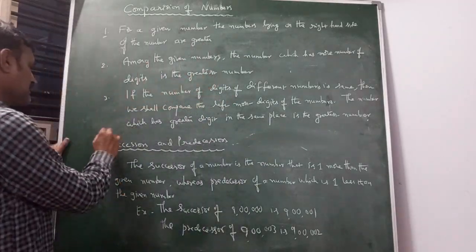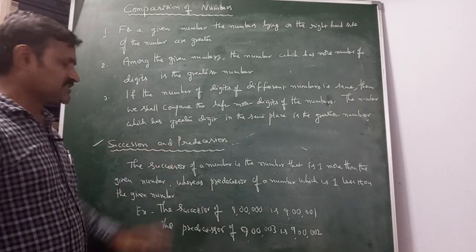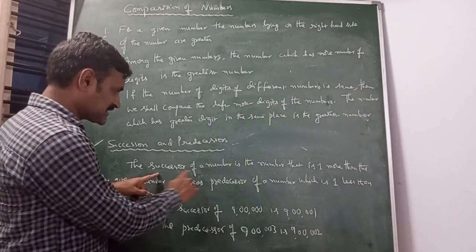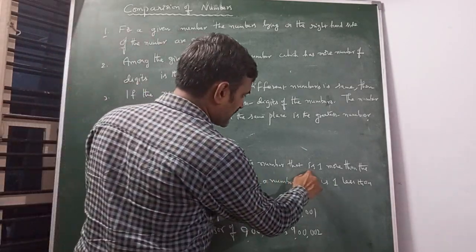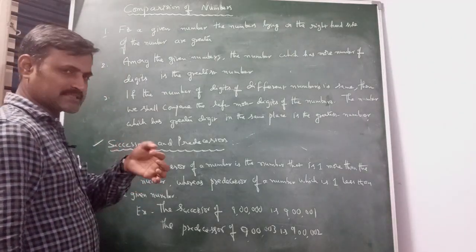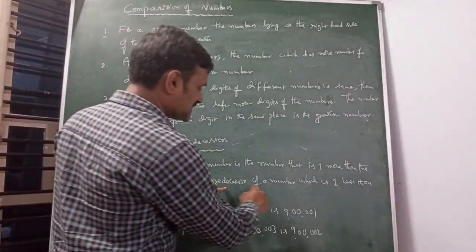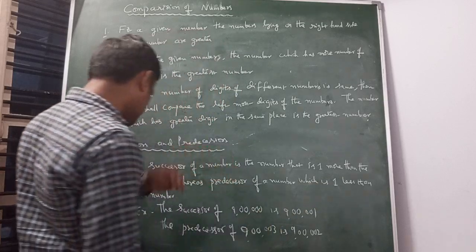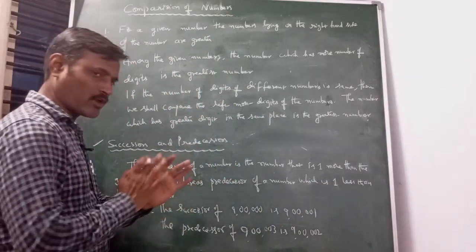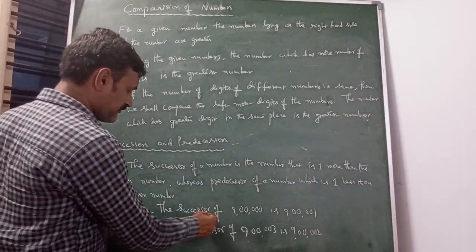Next point, successors and predecessors. What are successors? What are predecessors? Let us see. The successor of a number is the number that is one more than the given number, so one number extra. Whereas the predecessor of a number is one less than the given number. So one less, one greater, just think of it. For this we have an example here.